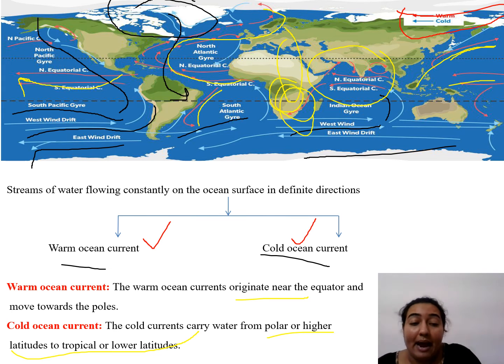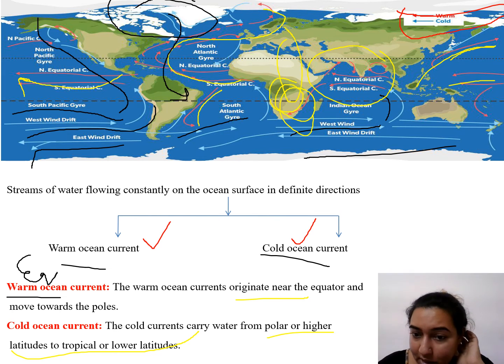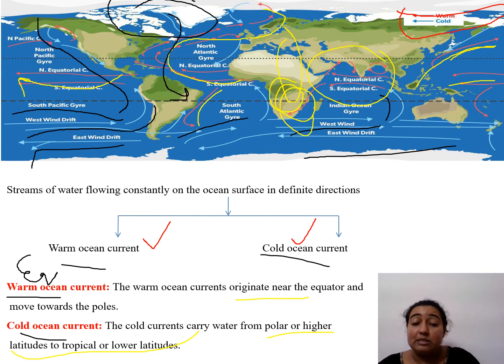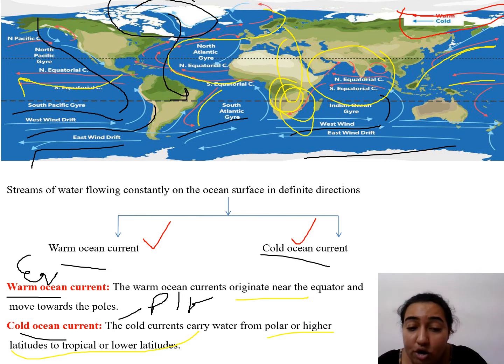So we should keep in mind that whenever they speak of a warm ocean current, immediately we should think that it is from the equator, and when a cold ocean current is being talked about, it is from polar or high latitudes. Okay, fine. I hope this much is clear to all of you till now. Let's move forward and see.